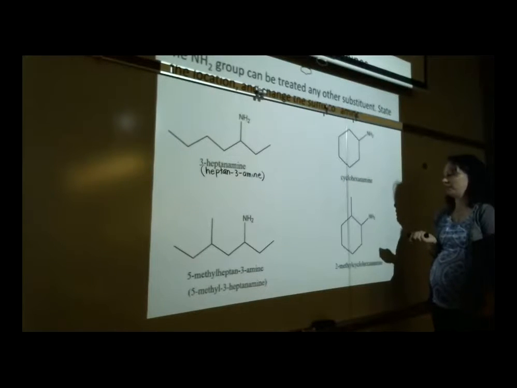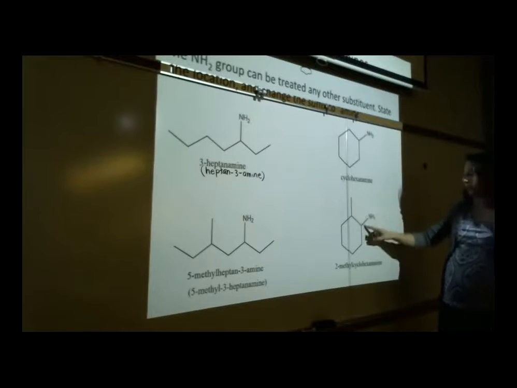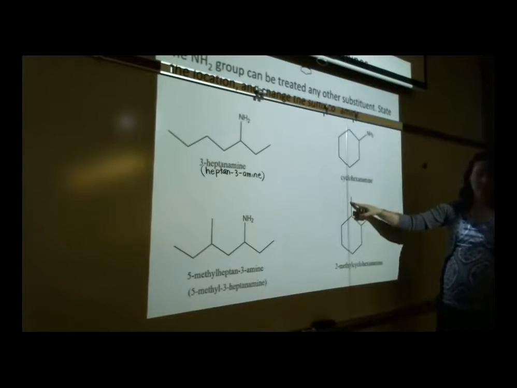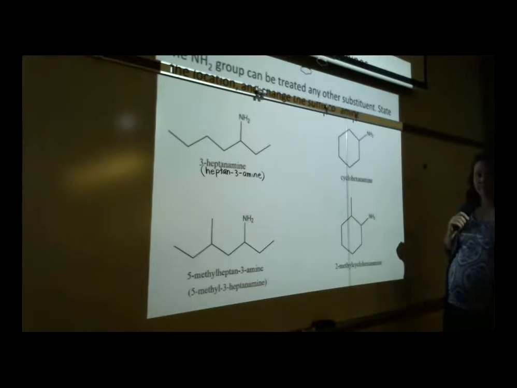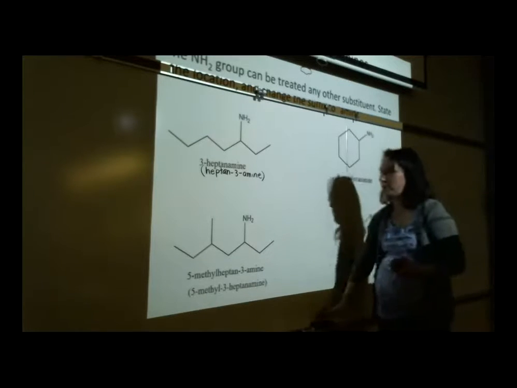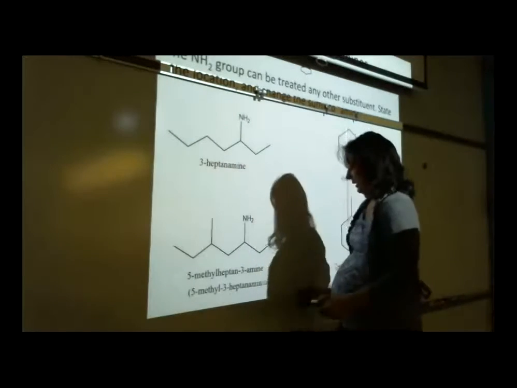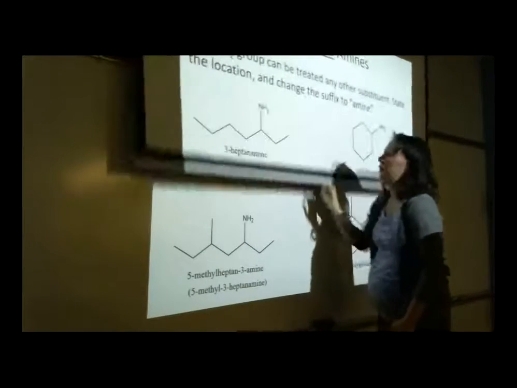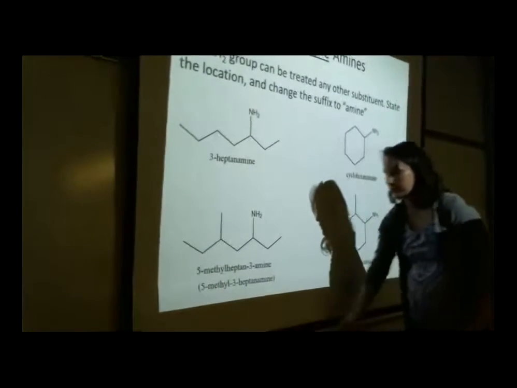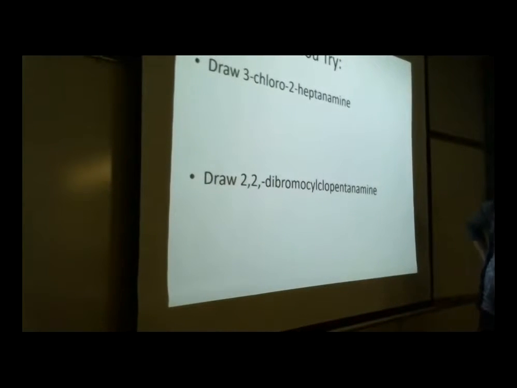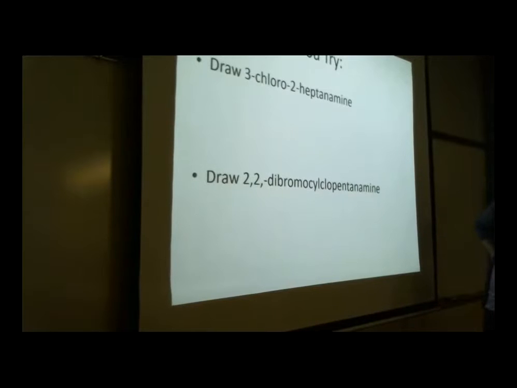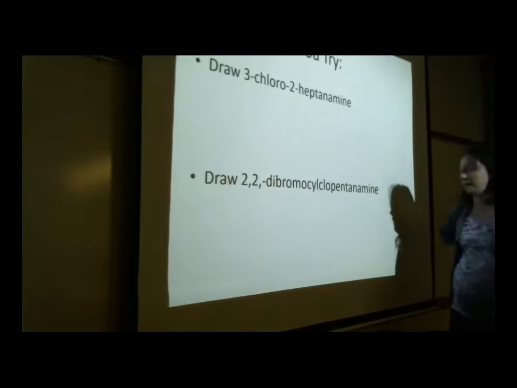And then if there's another substituent like a methyl group, right? This one pulls rank over this one. Okay, so that would be 2-methyl cyclohexanamine. Make sense? All right. So these are still pretty easy, these aren't ones that are too difficult. So why don't you try, and I'll pause the video, 3-chloro-2-heptanamine and 2,2-dibromo-cyclopentanamine.